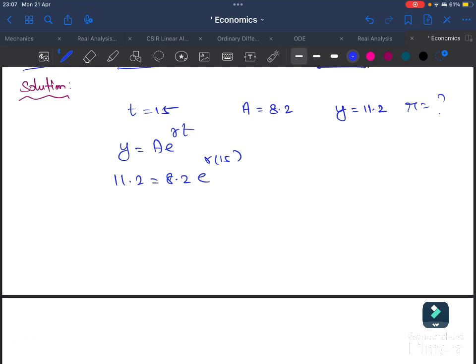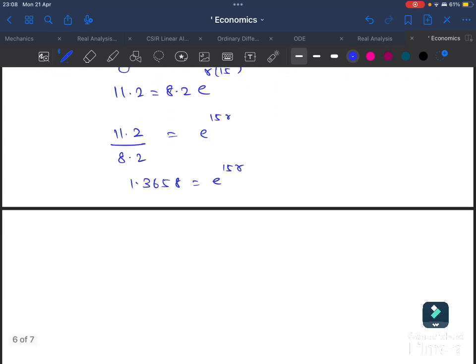Now I can cancel this, so e power 15r is equal to 11.2 divided by 8.2, because 8.2 is multiplied with e, so I can bring it down to division. So 11.2 divided by 8.2, answer is 1.3658, which is equal to e power 15r. Now how to find this? e power 15r is equal to 1.3658. Now we need to apply log.